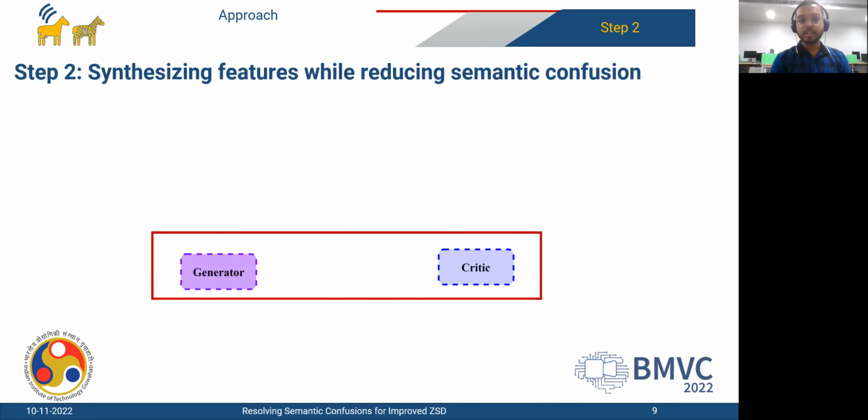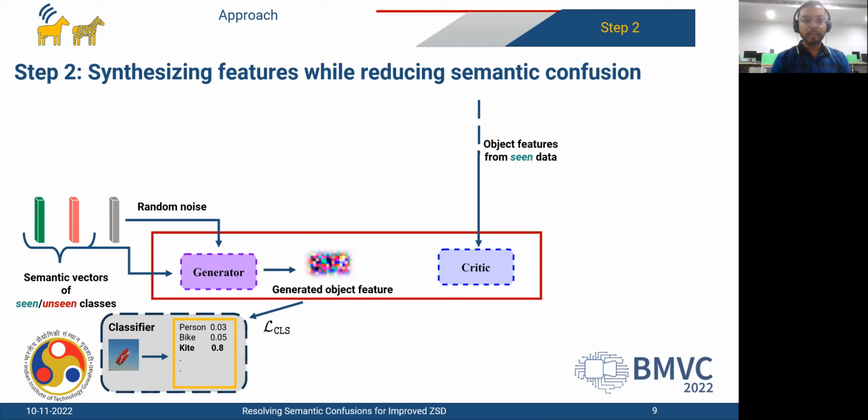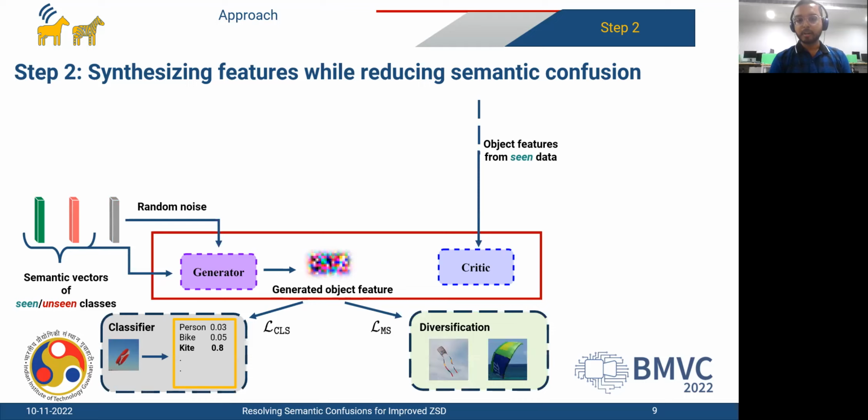In step two, we have a conditional GAN, where we have two networks, the generator and the critic. The generator network takes two inputs, semantic vectors of seen and unseen classes, as well as random noise. The critic network will take object features from seen data as input. While training, the generator will try to generate object features, which will be sent to separate pipelines, which we show below. First, a classifier, which ensures that the generated object features are easily classified by a classifier. We also have a mode-seeking loss, LMS, which tries to diversify the object features of a particular class.